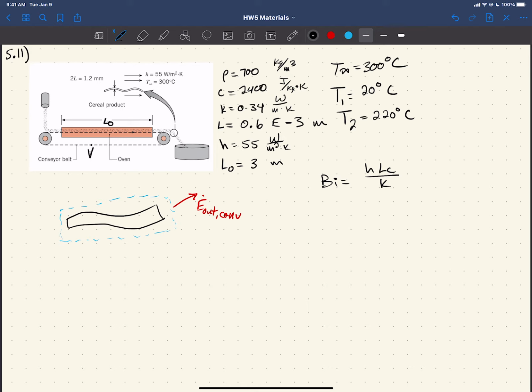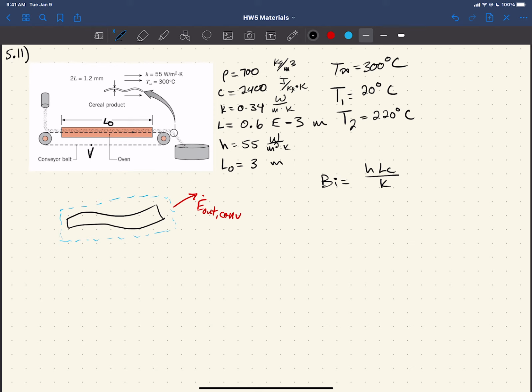So you're given 2L equal to 1.2, and that's the thickness of one of these cereal flakes. 2L is the thickness, and it's 1.2 millimeters. They're already kind of setting you up to figure out what this is, because why would they give it to us as 2L? So you could just decide, I'm just going to find L, and that's going to be my Lc.